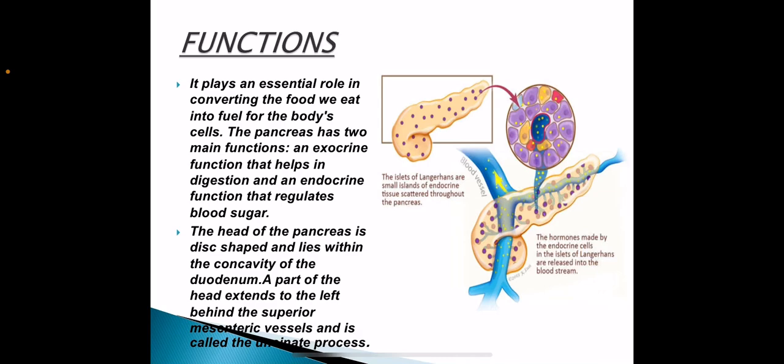Functions. It plays an essential role in converting the food we eat into fuel for the body's cells. The pancreas has two main functions: an exocrine function that helps in digestion and an endocrine function that regulates blood sugar. The head of the pancreas is disc shaped and lies within the concavity of the duodenum. A part of the head extends to the left behind the superior mesenteric vessels and is called the uncinate process.